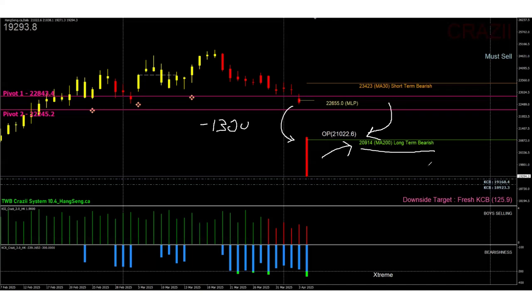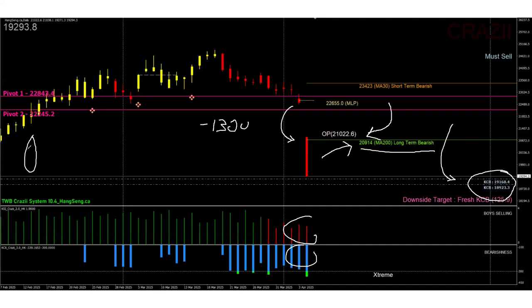I say, look, if the market can stabilize above 20,914, yes, the market will rebound. But if the market stays below OP and breaks MA 200 at 20,914, then I tell you, be careful, because there's no more support on this side. And based on the KCB, the next number is as low as 19,168. So I told her to be very, very careful. And then, of course, we all know that the indicators are all bearish, which you'll learn later after lunch.